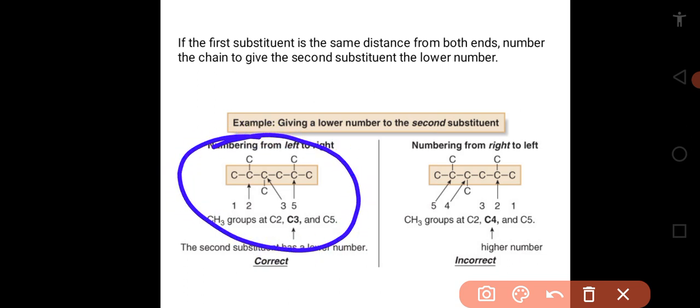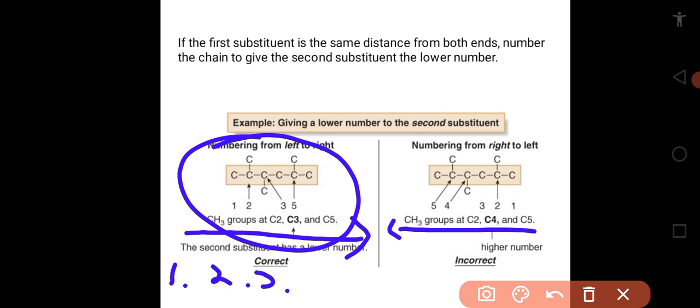If you follow the counting from this direction, you will see that the number is higher. But let's count it. Let's follow the other way. You see, if you follow it in this direction, when you count, you have 1 at carbon 1, at carbon 2 you have, at carbon 3 you have, and at carbon 5 you also have.